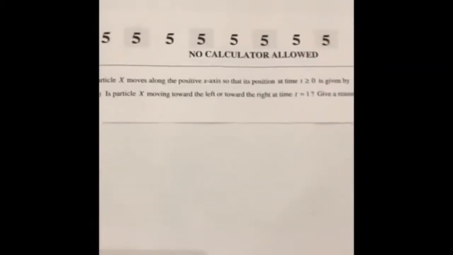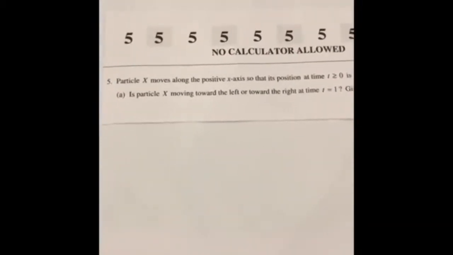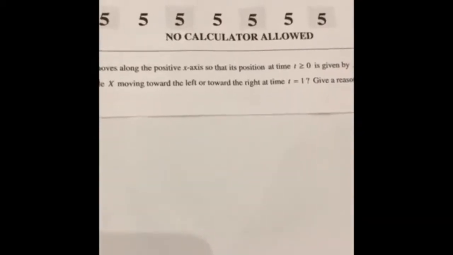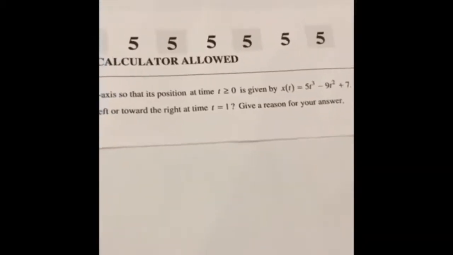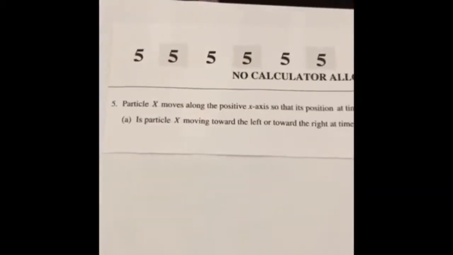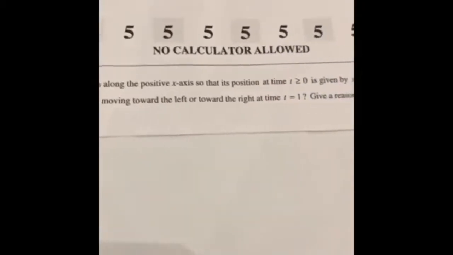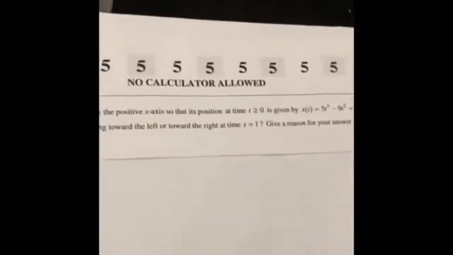And now I'm going to solve the second question for our project. For the free response part, a particle x moves along the positive x-axis so that its position at time t greater than or equal to 0 is given by this function. Position x of t is equal to 5t cubed minus 9t squared plus 7. The question: is particle x moving toward the left or toward the right at t equal 1? Give a reason for your answer.